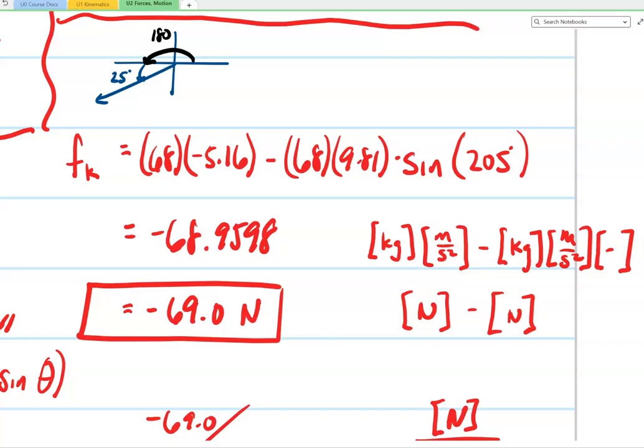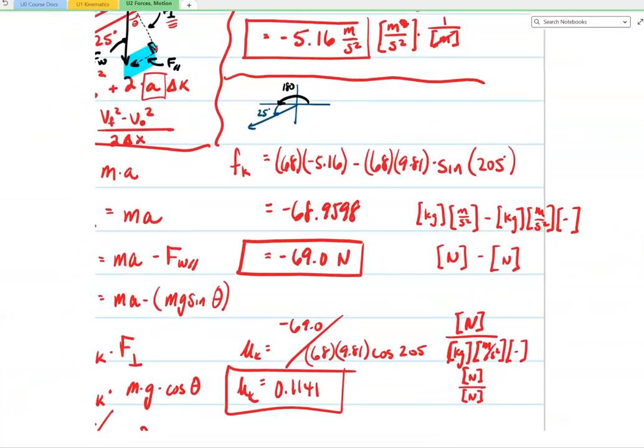Double checking my units over here, kilograms times meters per second squared minus another kilogram times meter per second squared. Don't forget that the result of a standard trig computation produces a ratio, a side length ratio, and that ratio has no units. So kilogram meters per second squared is another name for newtons. Newtons subtract newtons to produce newtons as the result. So I'm pretty happy with this answer here. This seems reasonable to me.